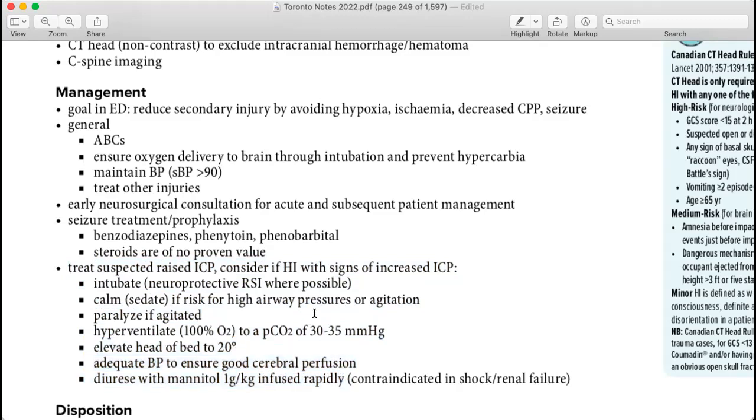Because elevating the head can help a lot. BP is important because low perfusion can lead toward brain death. Mannitol can decrease the pressure right away in a drastic manner. So that's why these last three are important.